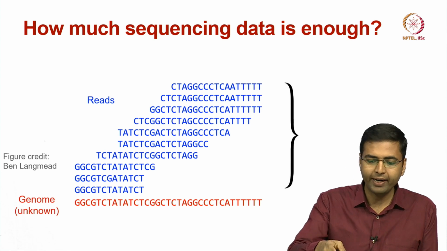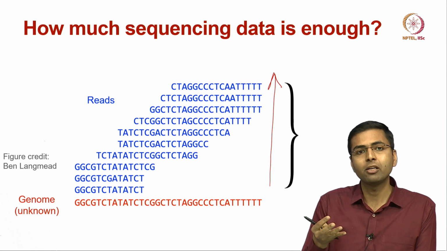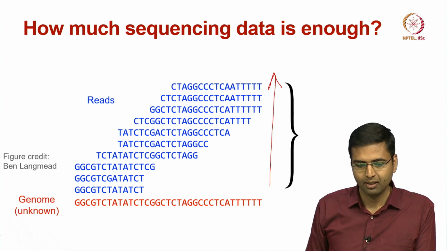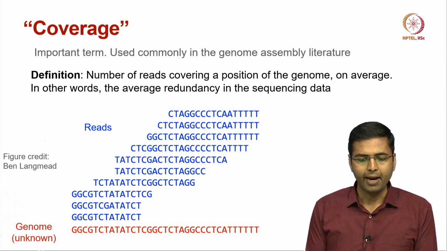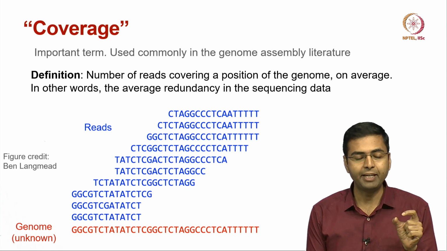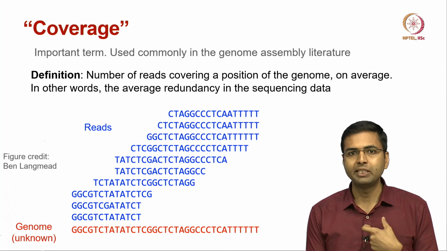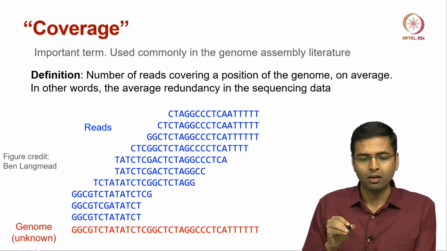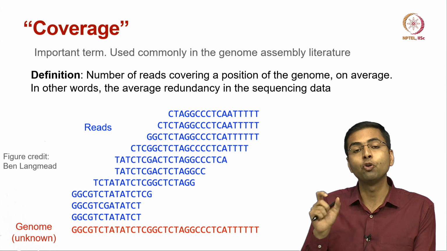As I said, the amount of data that we want to generate can be controlled by the user, because during the sequencing experiment you can specify in the instrument how much data you require. Let us see one attempt to answer this question, and before we get into the details, I want to convey one definition, that is coverage. Coverage is an important term that is used commonly in the genome assembly literature. Coverage is defined as the number of reads covering a position of the genome on average.